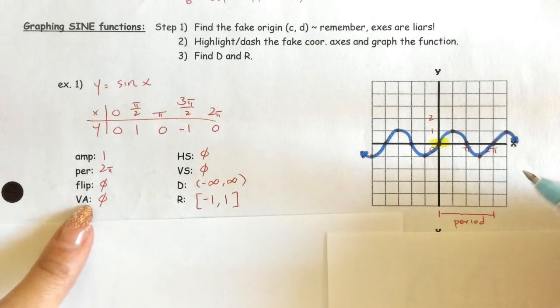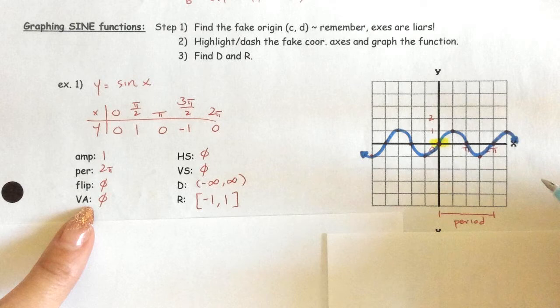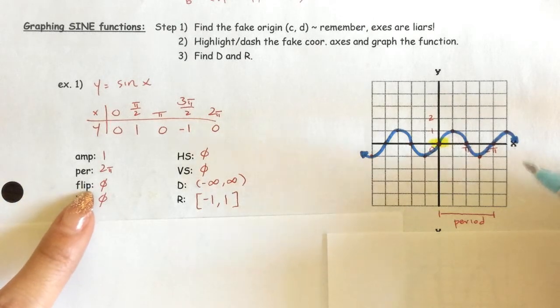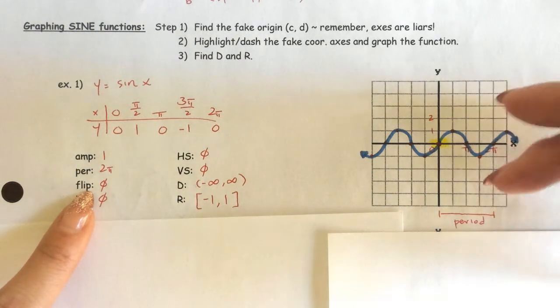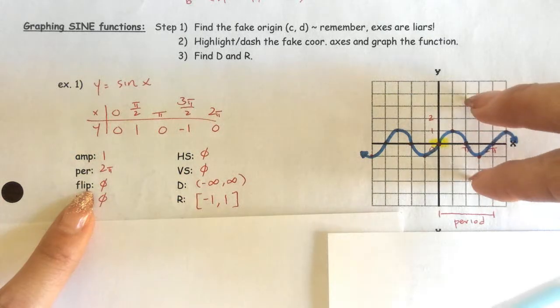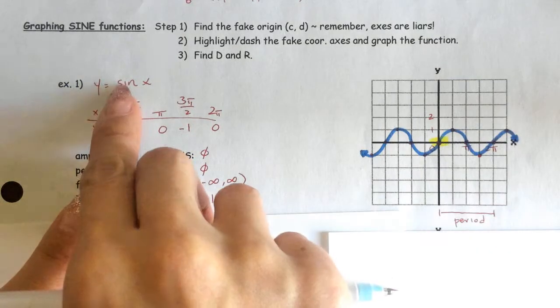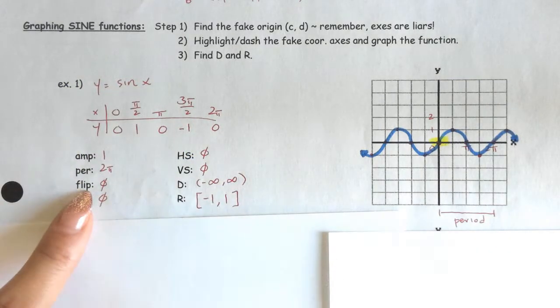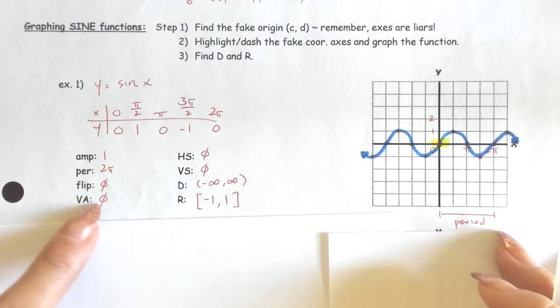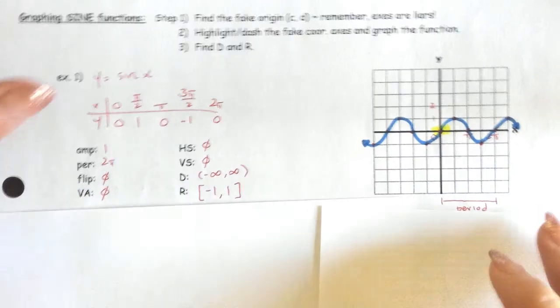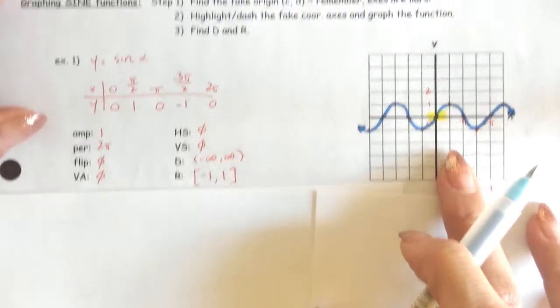Okay, this means vertical asymptote. You're not going to have any vertical asymptotes yet. And this means, is it flipped? Is it flipped upside down? When would it be flipped upside down? When there's a negative in front. So right now there's no flip. So you can put none or just, whatever. Okay, so this is what a sine graph looks like.